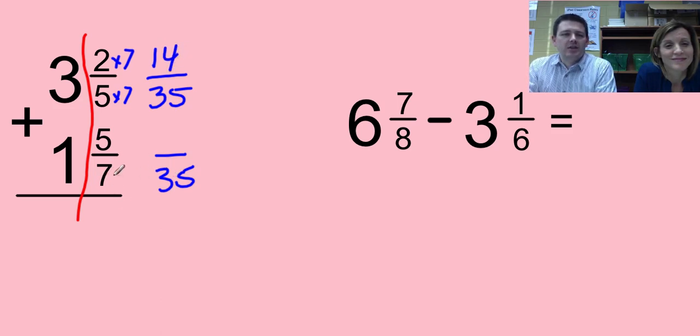To get from 7 to 35, we multiply times 5. So we do the same thing to our numerator. 5 times 5 is 25.